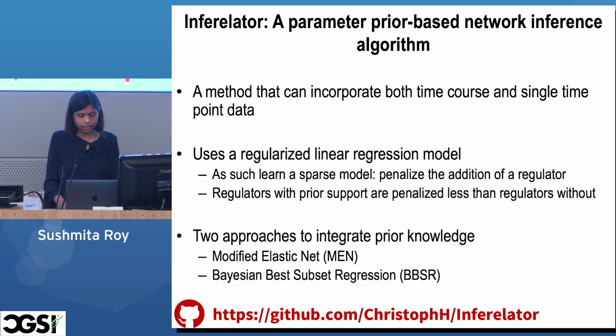And this method can be used for time course as well as single time point data. And the general principle of this method is that it makes use of regularized linear regression. And so what this is saying is, let's try to learn a sparse model. Let's try to use the smallest number of regulators to explain the expression level of a gene. And the way this is done is by putting in a penalty. So you pay a price when you're adding a regulator in the model. But then if you have prior information, you pay less penalty. So that's the idea.